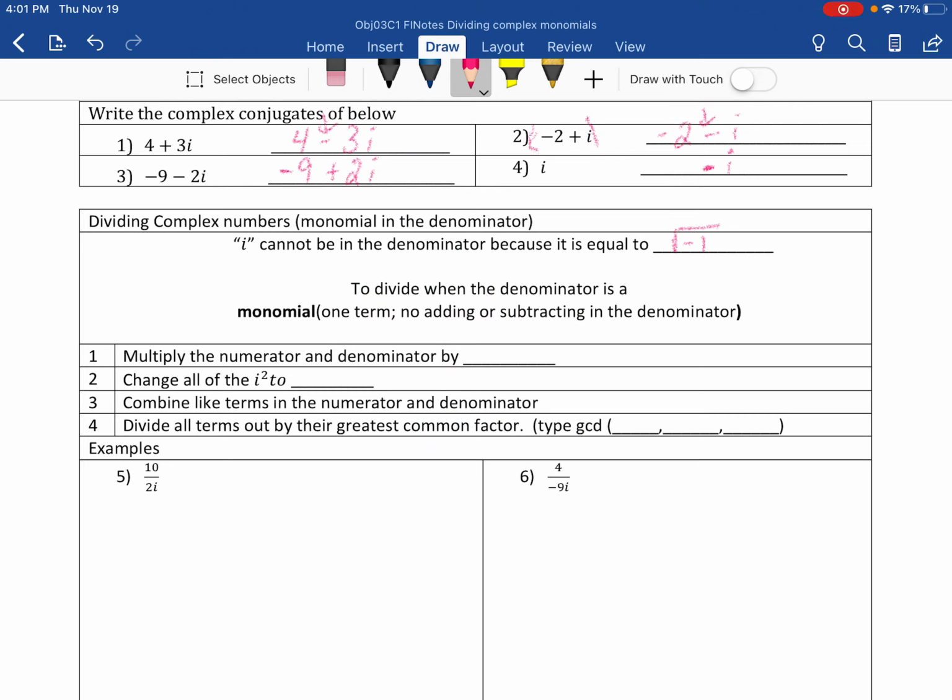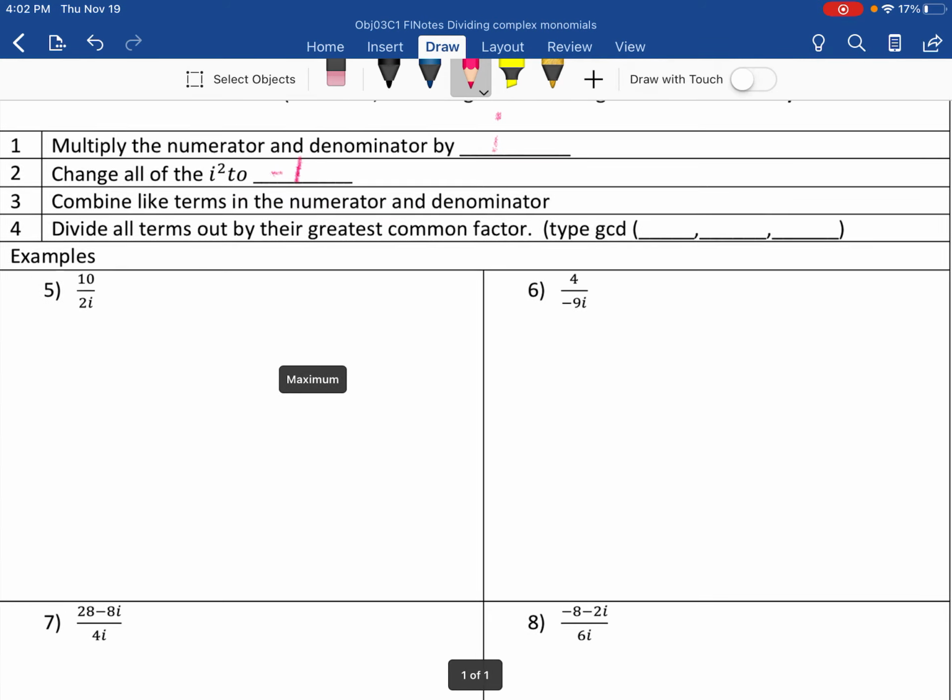So to divide when the denominator is a monomial, one term, no adding or subtracting, what you're going to do is multiply the numerator and denominator by i, because that will get rid of the i in the denominator. Then you're going to change all of your i squareds, if you have them, to negative 1. Combine like terms in your numerator and denominator, and divide all terms out by the greatest common factor.